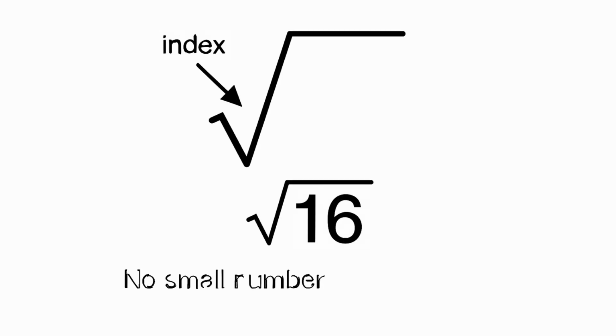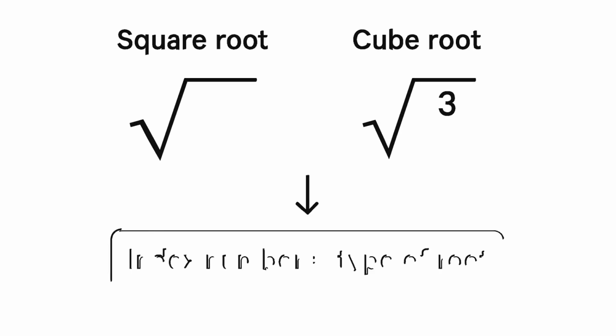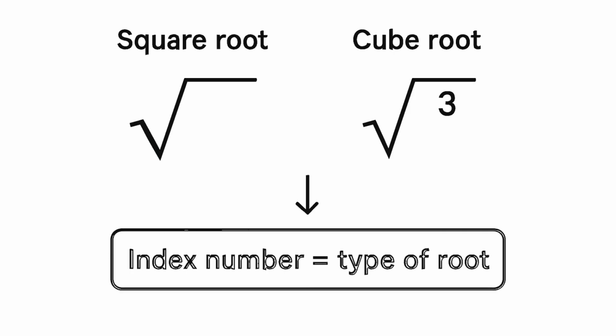We usually write roots with the radical sign, that little check mark with a line on top. If there is no small number in the corner, it means square root. If there is a 3, it means cube root, and so on.